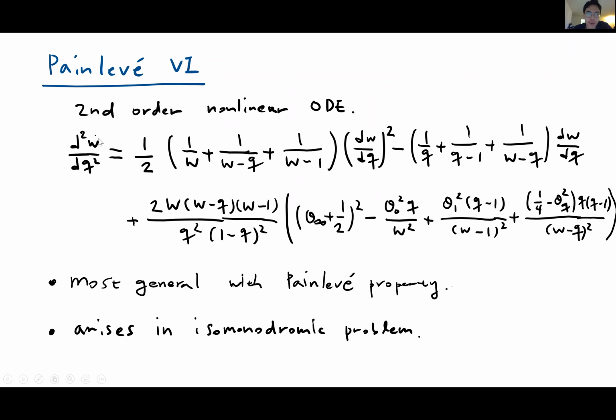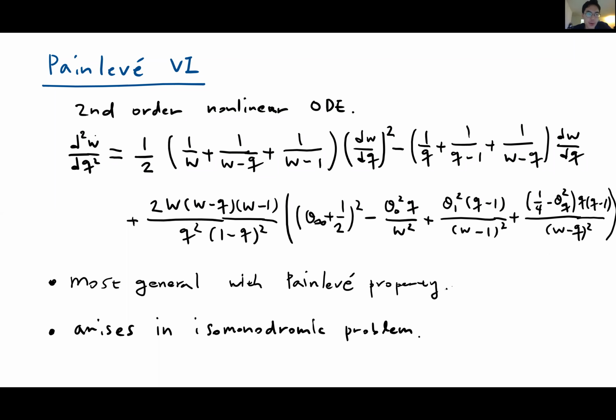It describes the flow of w as a function of time q. And as you see here, it's nonlinear, and each term is time dependent, so it's pretty complicated. These theta parameters here, theta infinity, theta 0, theta 1, theta q, are just given data, some complex numbers that define the equation. So this is a pretty complicated equation.